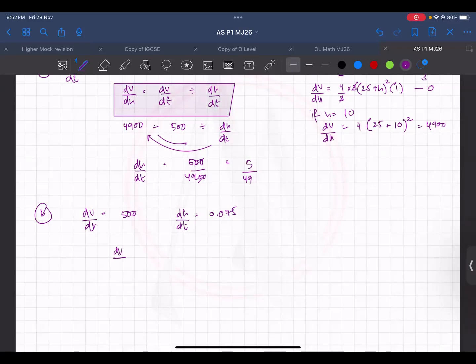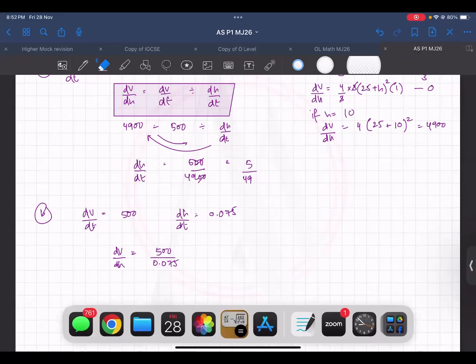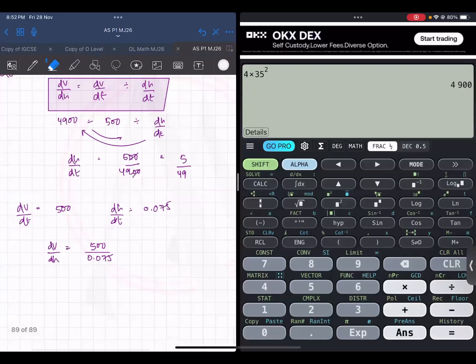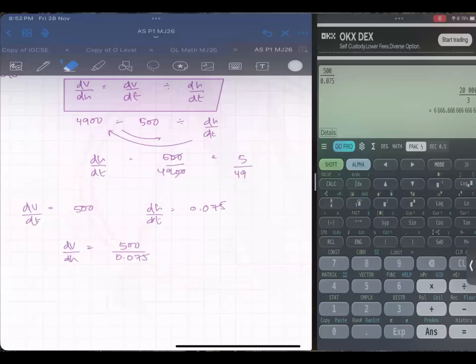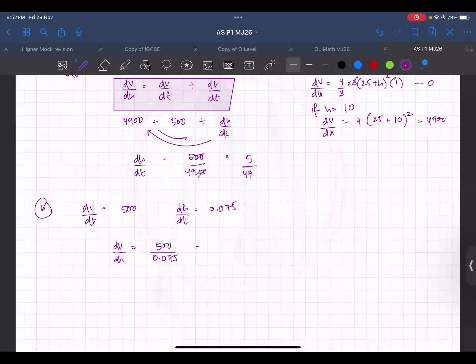So dv by dh is equal to 500, dv by dt, divided by dh by dt, which will be how much? 20,000 upon 3. And this is equal to the derivative function that we have found. Look.